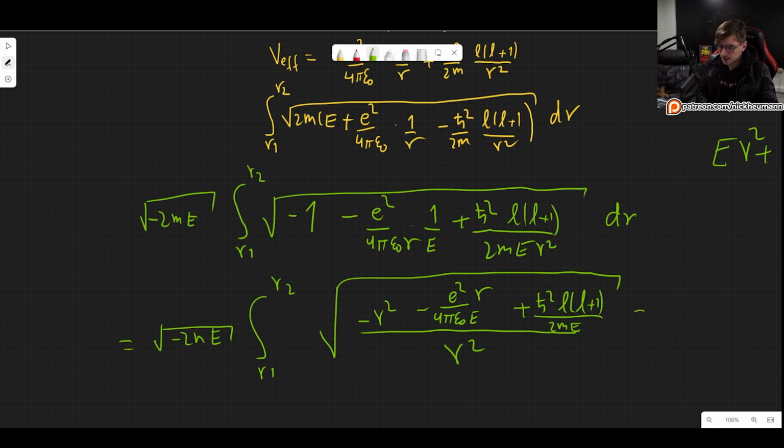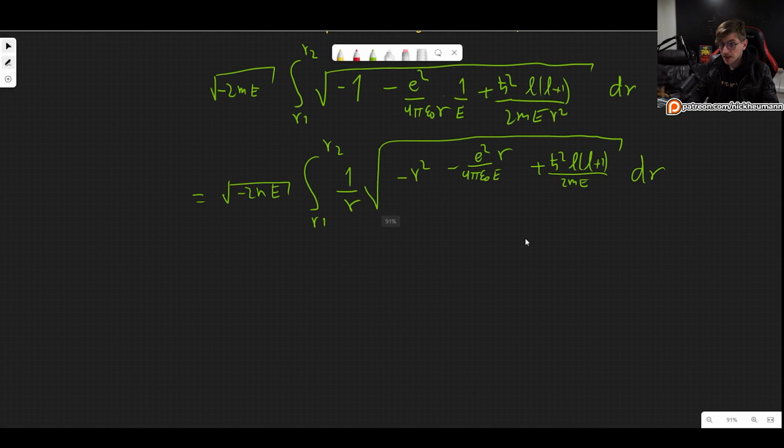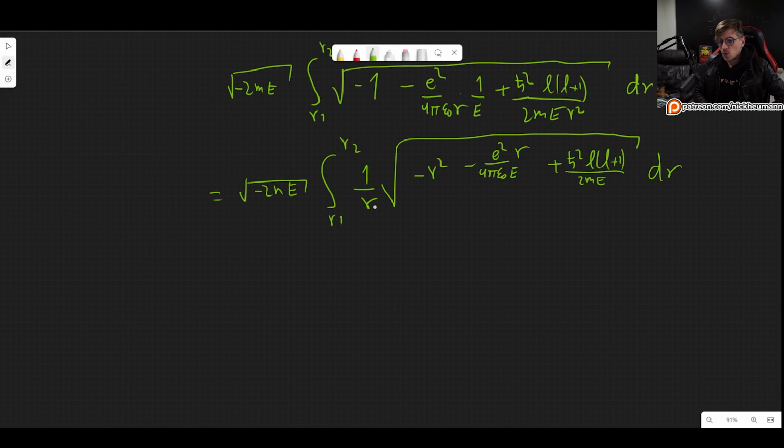So this part isn't particularly crazy. All we did was just take the common denominator so that we could then factor out r squared. So we factor it out, we get 1 over r. There we go. Okay, now what comes next?